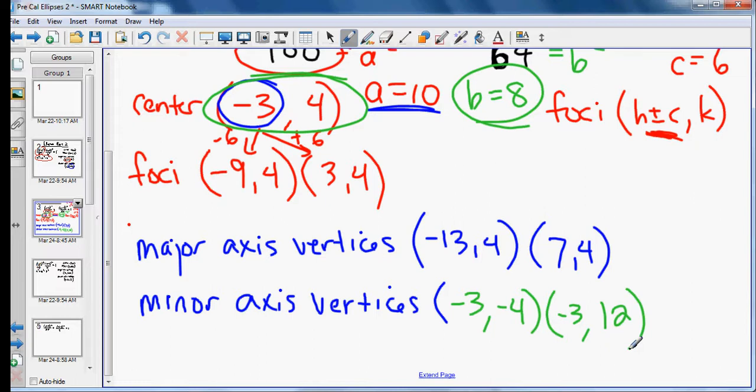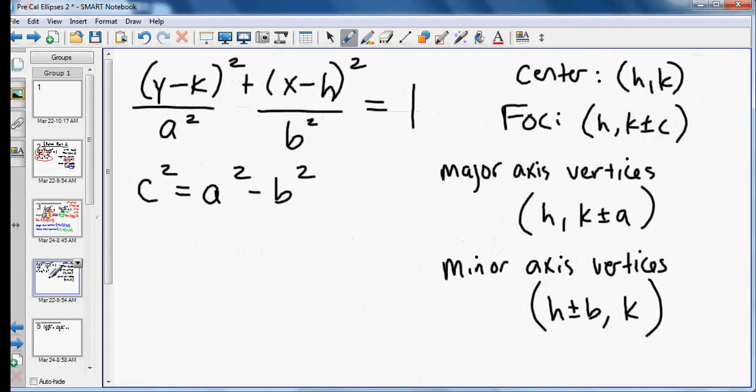Okay, so now we're switching gears and looking at the ones that are more vertical, where the bigger denominator is with the y term. So the difference here is that the term with the y has the bigger denominator. The process is exactly the same as for the other, except we're switching whether we're adding and subtracting to the x value or the y value. In the other one, to get the foci, we added and subtracted c to the h. But this time we're oriented the opposite way, so we're adding and subtracting the c from the k.